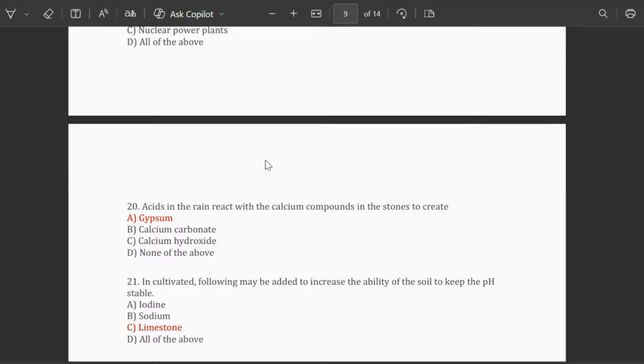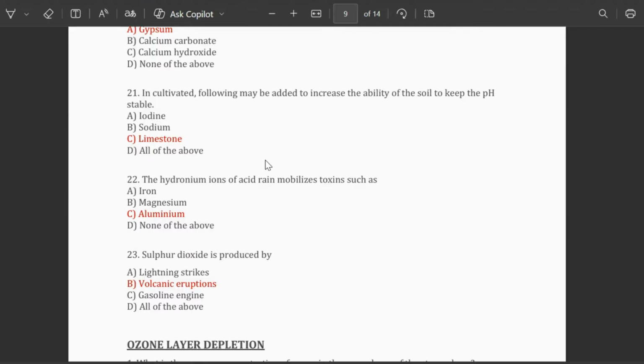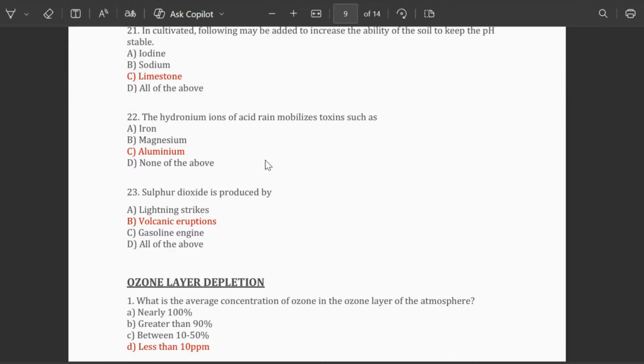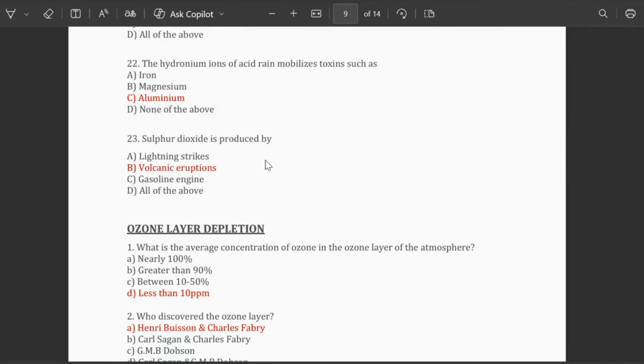Acids in the rain react with the calcium compounds in the stones to create gypsum. In cultivated soil, which of the following may be added to increase the ability of the soil to keep the pH stable? Limestone. The hydronium ions of acid rain mobilize toxins such as aluminum. Sulfur dioxide is produced by volcanic eruption.